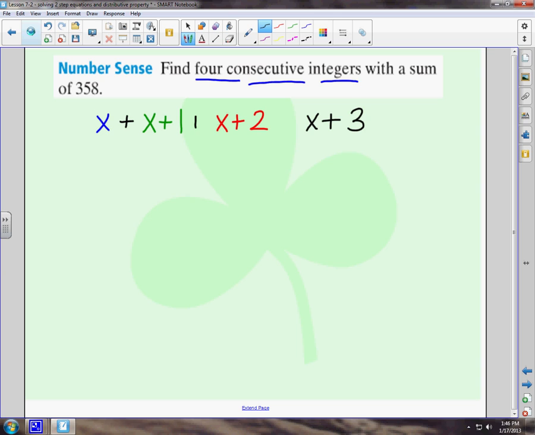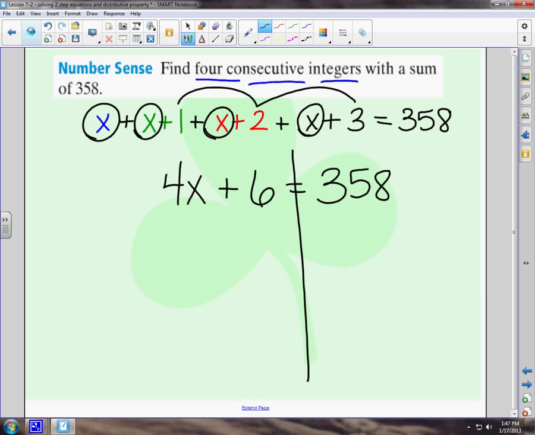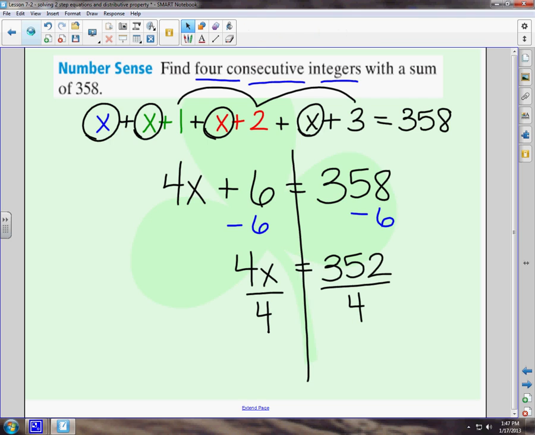They're all consecutive, it works. So I'm going to add them all together, and I want them to equal 358. So I'm going to add my like terms. x, x, x, and x. So that's 4x plus 1, 2, 3 is 6 equals 358. I'm going to minus 6 from both sides. So then I get 4x equals 352. And then I'm going to divide by 4 to find out my first number.